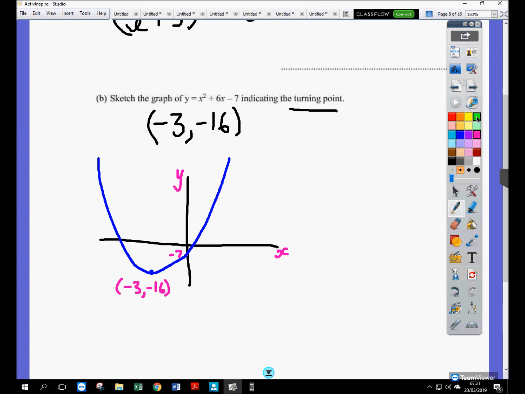Now, if you wanted to work out some other information, like where it crosses the x-axis, well, this can be done using the quadratic formula. That's what the quadratic formula works out, where the graph crosses the x-axis. It's not these two points. This is the turning point, the vertex of the curve.